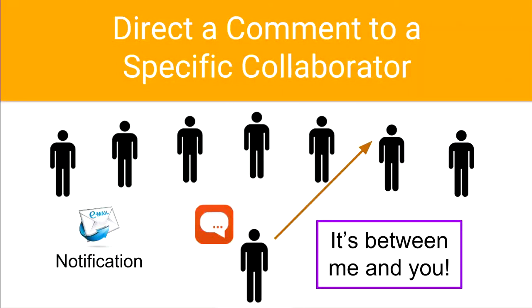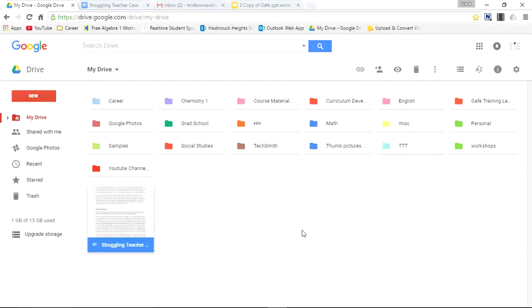Direct a comment to a specific collaborator. Let's go to Google Docs and take a look. So here we are on my drive, and before I can get to a Google document, I should select one. So I'll select struggling teacher.